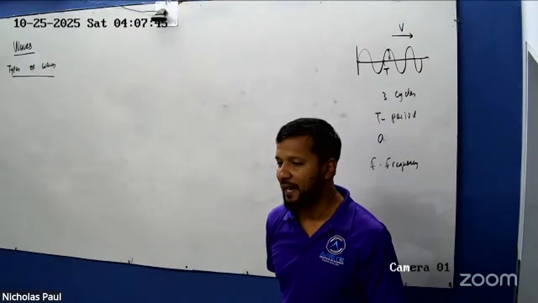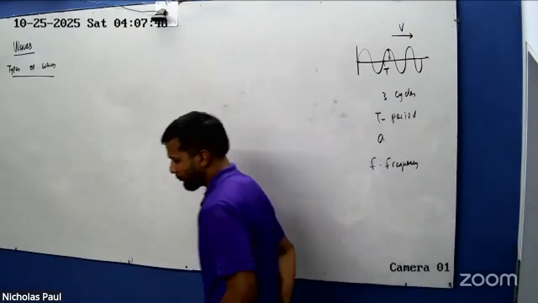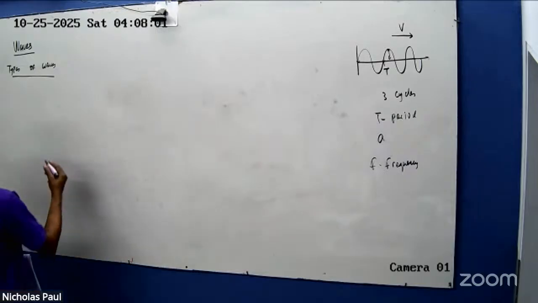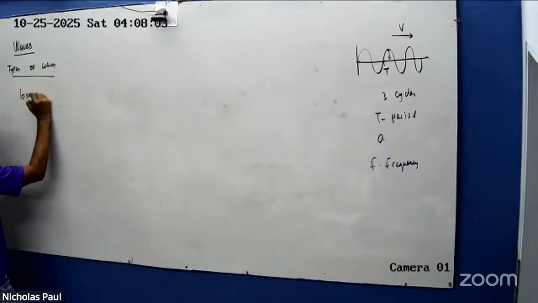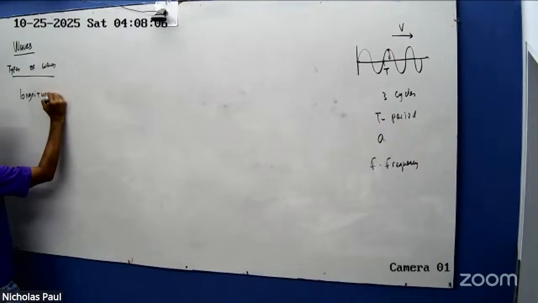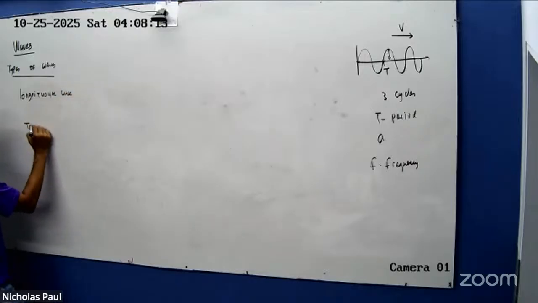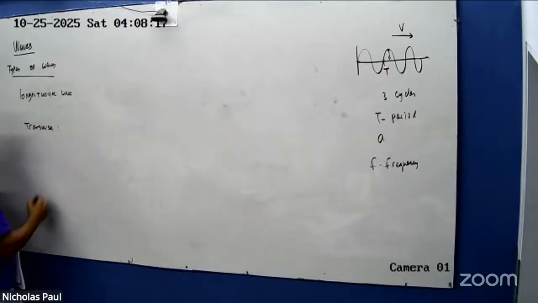There are two types of progressive waves. Number one, a longitudinal wave. I'll spell it here for you. A longitudinal wave and a transverse wave.